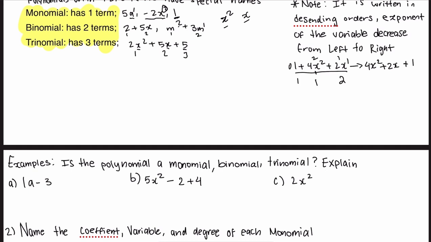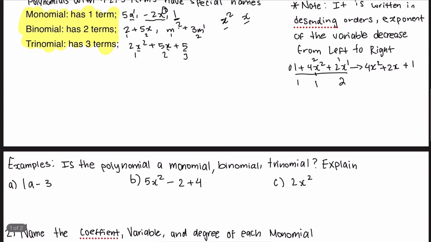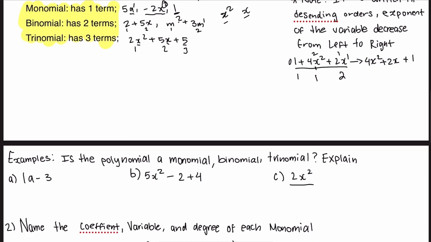So remember, guys, a monomial has one term. So we can say that C is a monomial right here because there's nothing else attached to it. There's only this, and this does have the degree 2. So this is going to be a monomial.